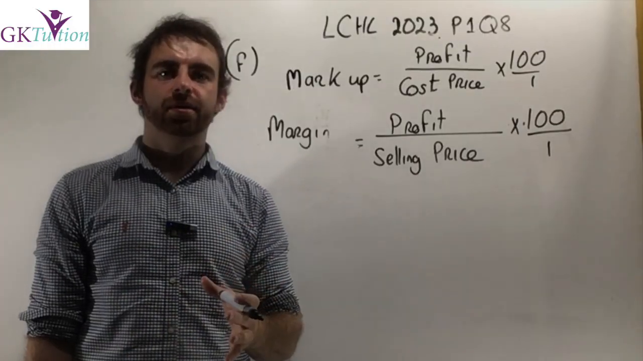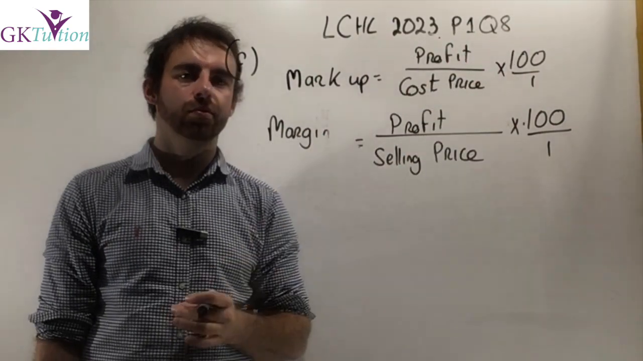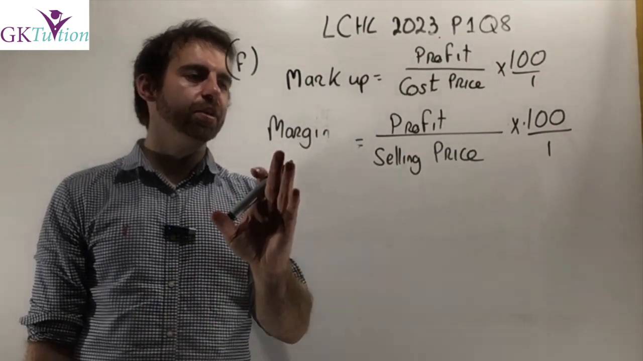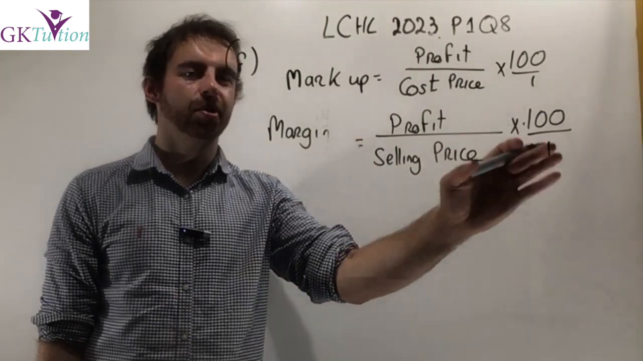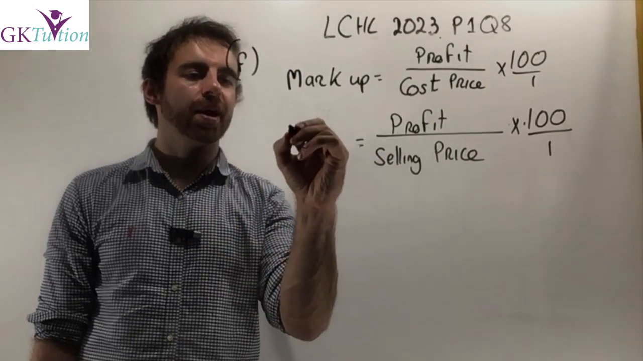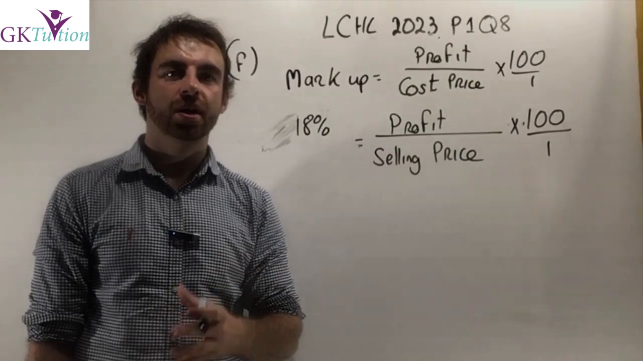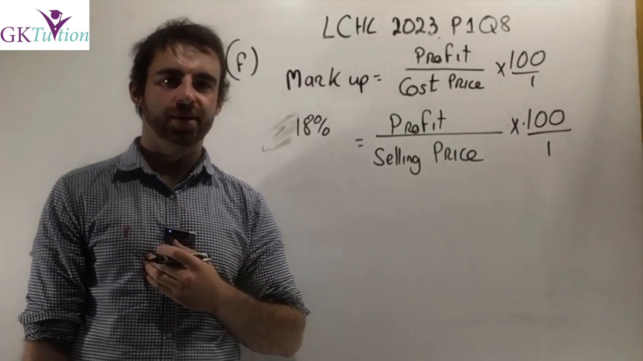In the final part of this question, we're told that markup is equal to profit over cost price by 100 over 1. Likewise, we're told that margin is equal to profit over selling price by 100 over 1. We're told that for a particular product, the margin is 18%. And we're asked to use this information to work out what the markup is.